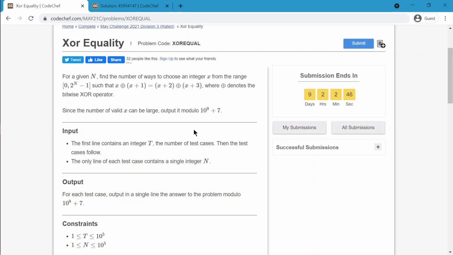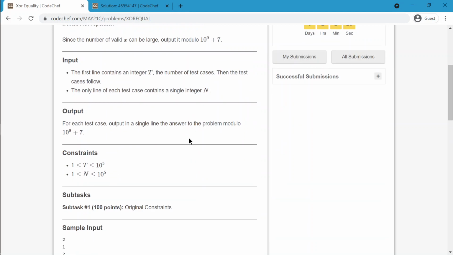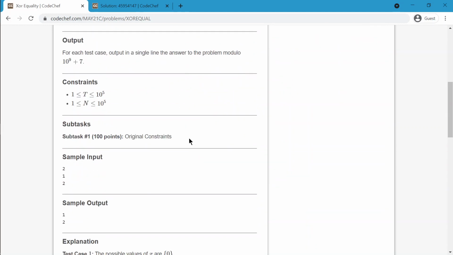It is a simple problem which asks you to find the number of x which satisfy this condition in the range 0 to 2^n minus 1, and n will be given. If the number of x is large, then please take the modulo and submit the answer. It is simple, but the logic is tough. That is the observation you need over here.